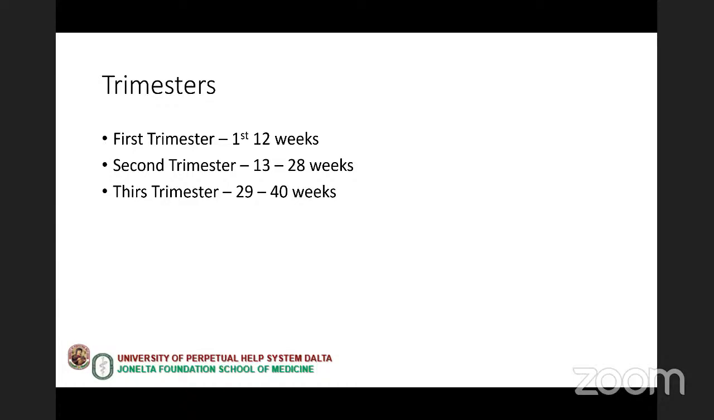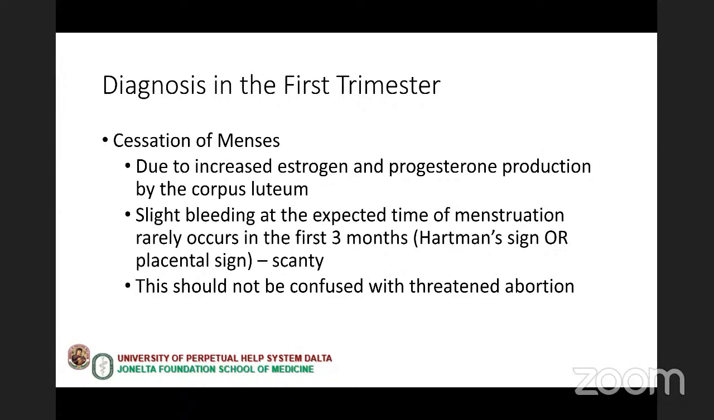Diagnosis of pregnancy would vary according to trimester and would have different symptoms depending on what stage the pregnancy is at. Okay, for the first trimester, how do we diagnose? Often, your patient will come to you with this problem. Okay, but often they have already done a pregnancy test, but of course, first indication that one is pregnant most often would be cessation of menses. And this occurs because your estrogen and your progesterone increase because of pregnancy, and this occurs in your corpus luteum.